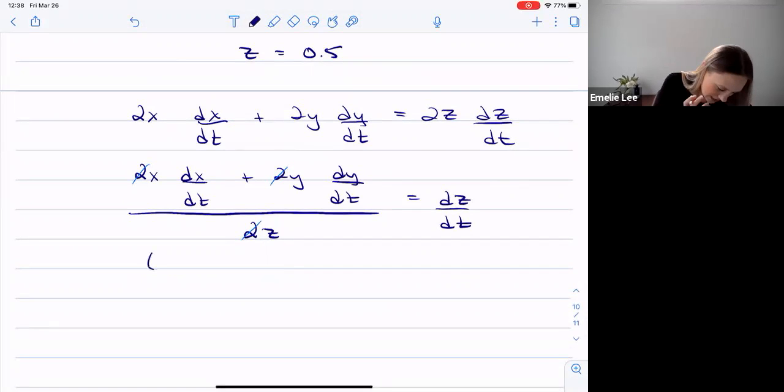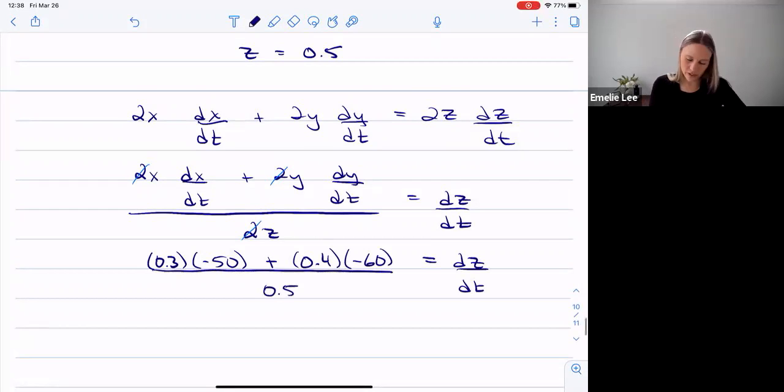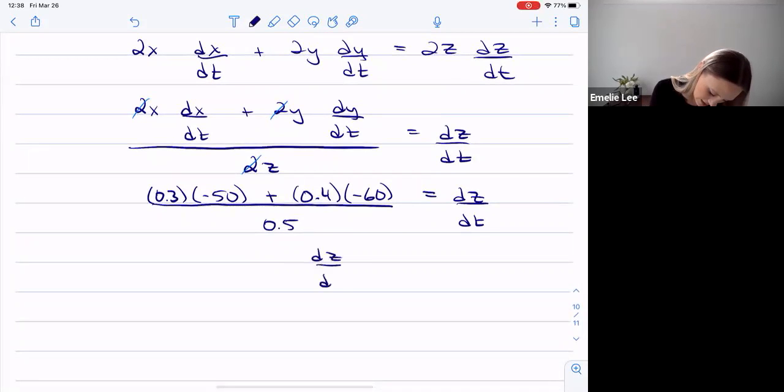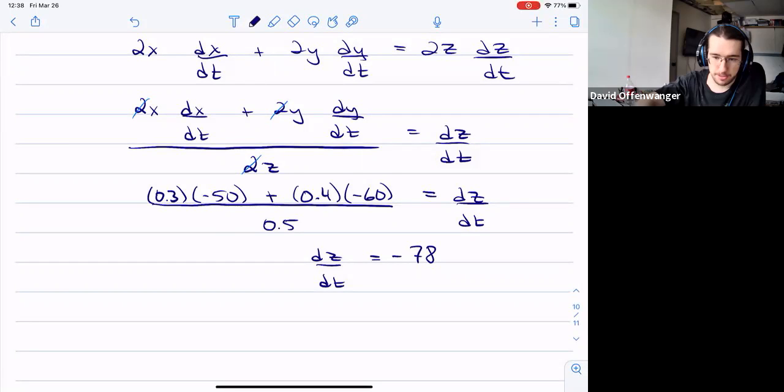So x had to be 0.3. dx/dt was negative 50. Make sure you keep those negatives, right? Otherwise, it'll really make a mess. So then plus y was 0.4 times negative 60, divided by 0.5 is dz/dt. Calculating it all out, dz/dt is an even negative 78. And what would the units be here? Z is in miles per hour. Awesome.